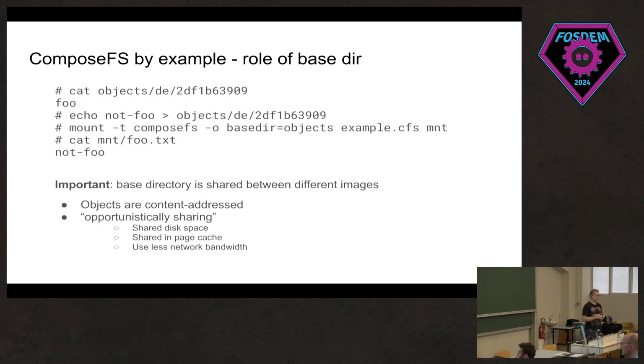And they're not only shared on disk. Because of the way ComposeFS works, when you mount this thing, if you mount two things, they use the same file, and they will be only stored once in the cache.